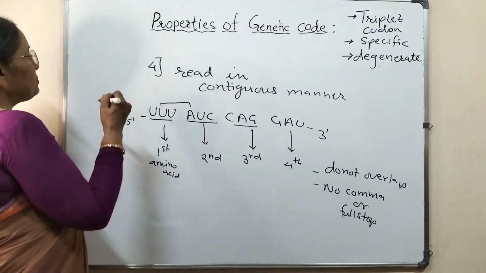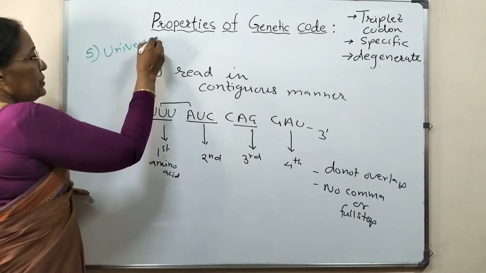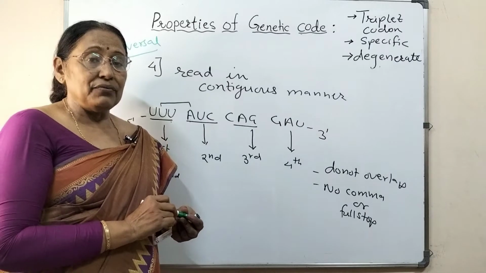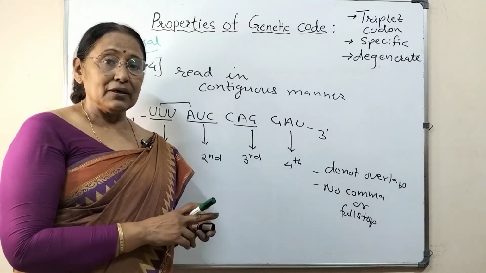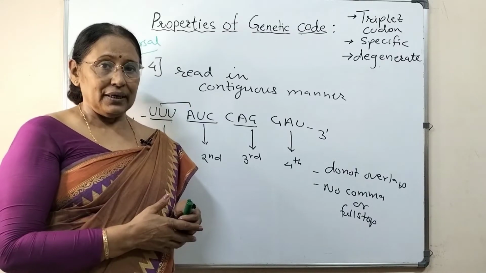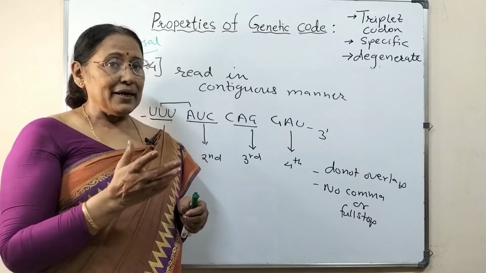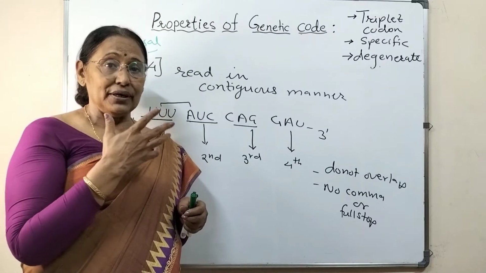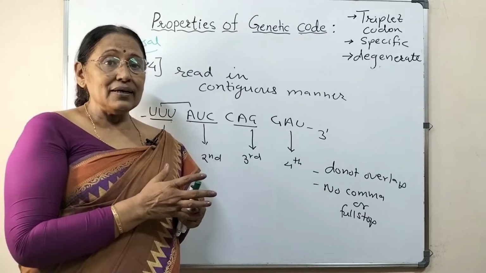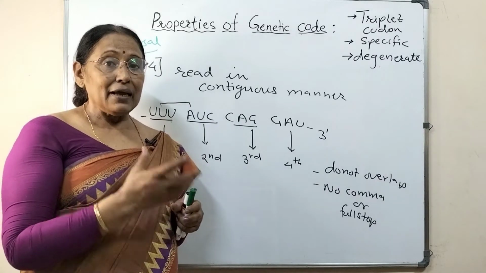Next property. The fifth property is that the genetic code is universal. Nowadays you won't be surprised, but it was a big surprise when we found out. For human beings, this was a big surprise at first, because we think ourselves as someone very superior. So all the codons are same in plants or animals. Even the microbes, everyone is having the same genetic code, same codons coding for the same amino acid.